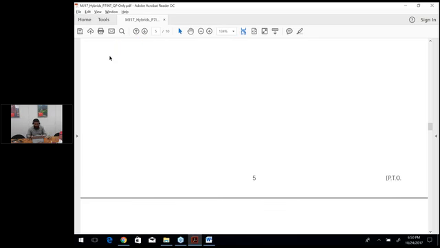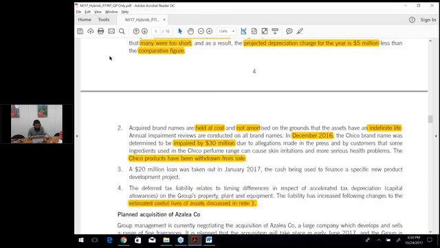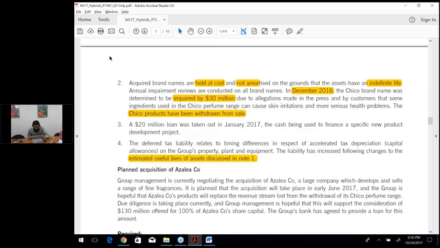Now, first of all, if I talk about these acquired brand names, in fact the impairment of the Chico brand name. So it says the acquired brand names were held at cost and not amortized on the ground that the assets have indefinite life. Annual impairment reviews were conducted on all brand names. In December 2016, Chico brand name was determined to be impaired due to allegations made in the press and customers that some ingredients could be used in the perfume range, etc. Now see, number one.